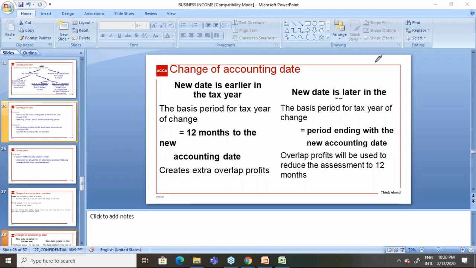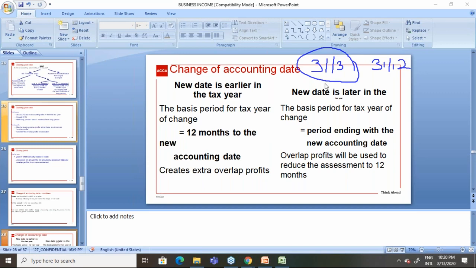According to the question, the earlier accounting date was 31st December. You used to prepare accounts to 31st December. The new date is 31st March. So hereafter, you are not going to prepare accounts to 31st December. You are going to prepare accounts to 31st March. Tell me, out of these two dates, which one is the earlier date in the tax year? Or tell me whether the new date is an earlier date or later date compared to 31st December.